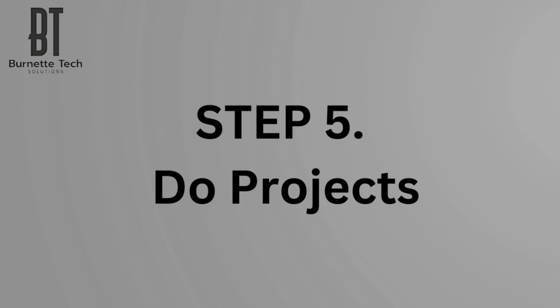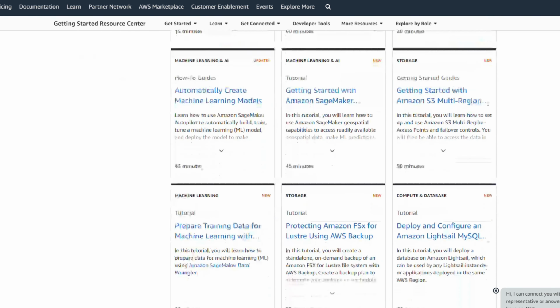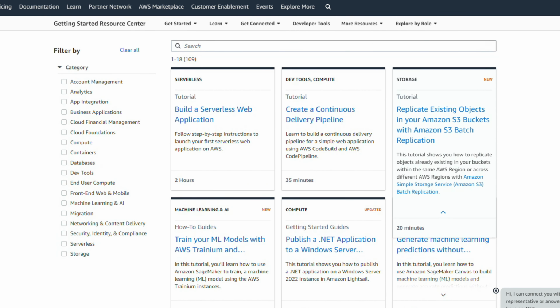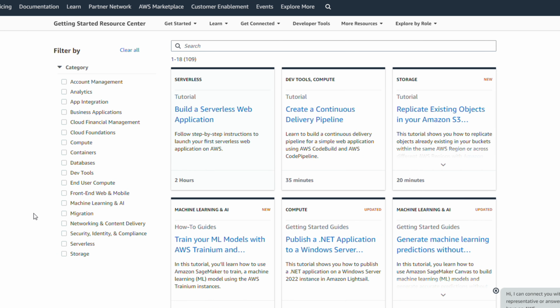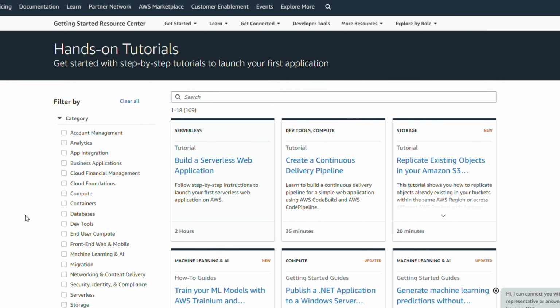The fifth step is to do projects. After you have a good understanding of the core concept of whatever certification that you're going for, do some projects. Look online for some projects that will help solidify the concepts that you have been learning. Some people learn in a very hands-on fashion. So you may read the concepts and have an understanding of it, but when you actually do it, those concepts might come alive to you.